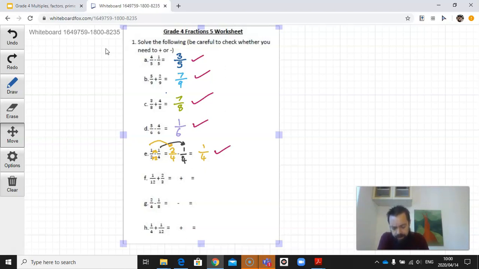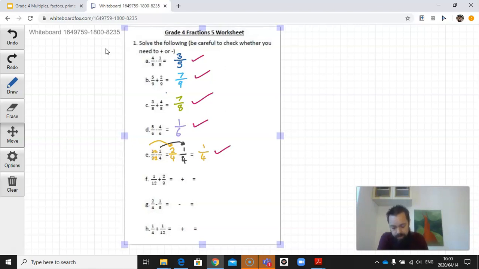So I notice that 3 and 12 are both in the 3 times table. So when I times this one by 4, I can get it to 12. What I do to the bottom, I must do to the top. So the first fraction stays the same, unchanged, in the same place. Oh my goodness, writing in the wrong problem there. First one stays the same.